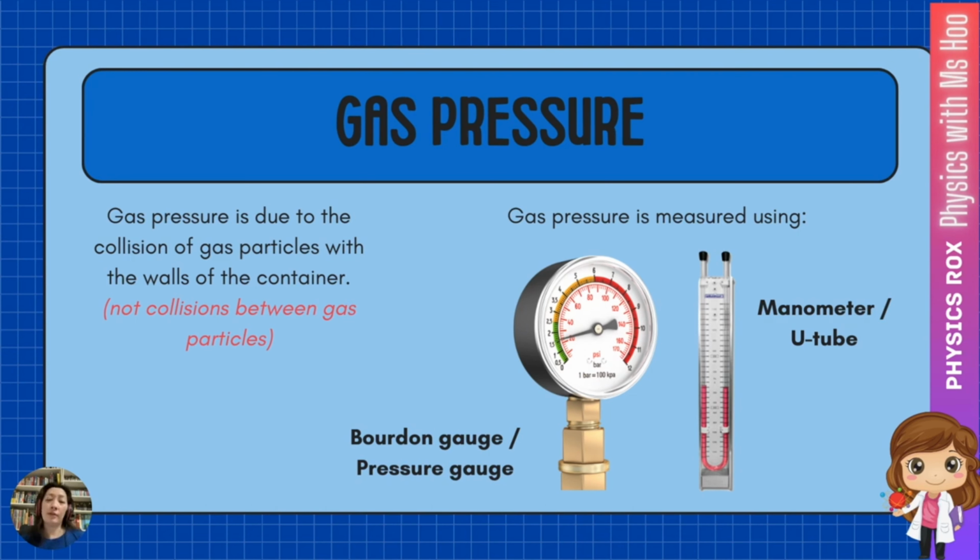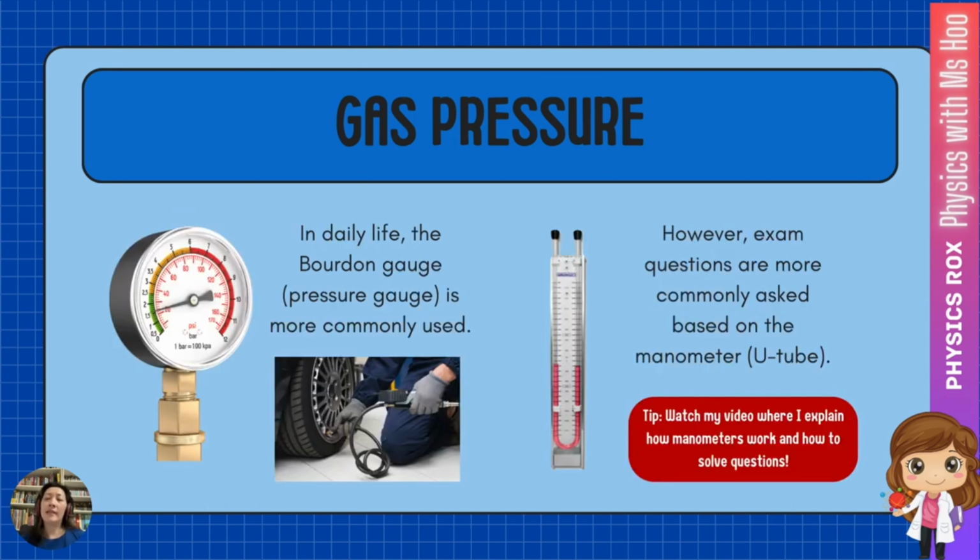We typically use a device known as a Bourdon gauge, also known as the pressure gauge. Another device that can be used is the manometer, also known as a U-tube. It's called a U-tube because it's shaped like a U. The device that's more commonly used is the Bourdon gauge or pressure gauge because it's very easy to use. All we need to do is hook up the gauge to the container which contains the gas, and the value can be read immediately from the scale on the gauge.